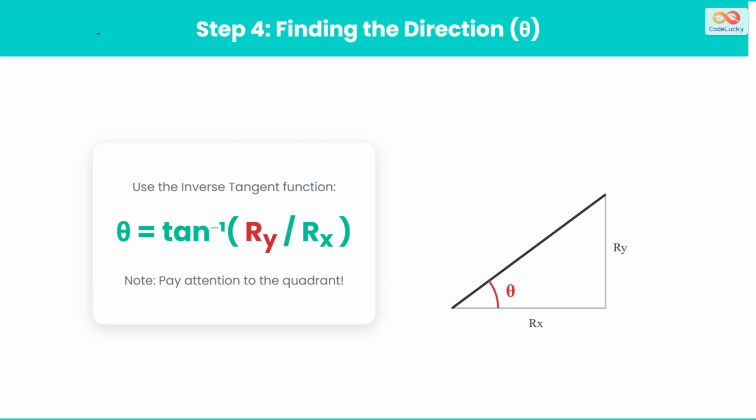Finding the magnitude is only half the battle. We also need the direction. To find the angle theta, we use the inverse tangent function, also known as arctan. We divide the vertical component by the horizontal component. Always be careful to check which quadrant your vector lies in, as your calculator might give you a reference angle.